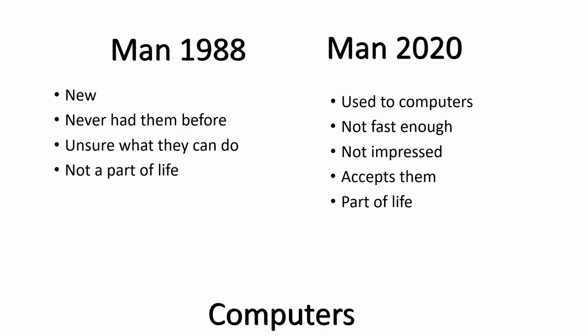If we look at a man in 2020, well, he's probably used to computers, probably frustrated with computers because they're not fast enough for him. Probably not impressed with computers too much and probably accepts them as a normal part of life. So they've kind of lost the excitement around them. So you can see that we've got two different perspectives. And so when we read the text, we should probably see that the man in 1988 is really amazed by the computer. And then if we look at the man in 2020, he's probably not impressed at all. He kind of expects better.